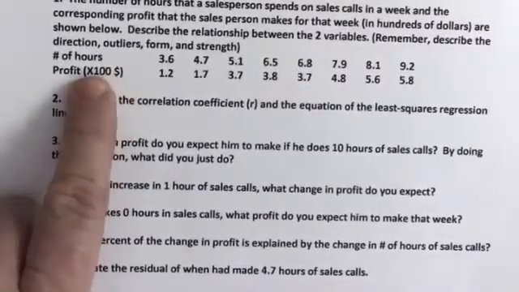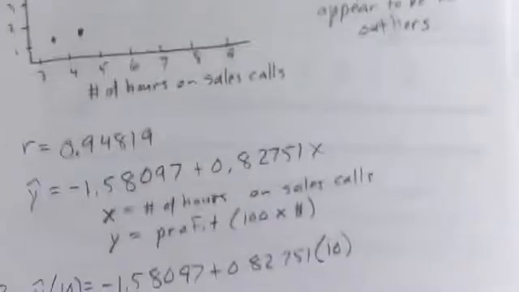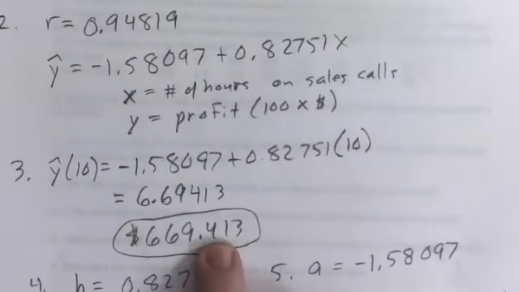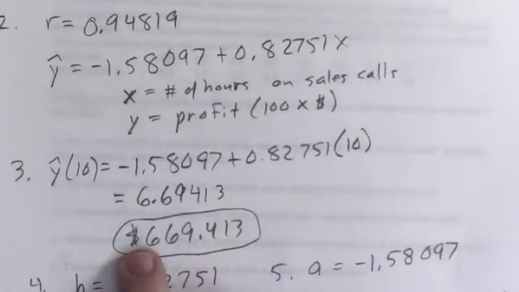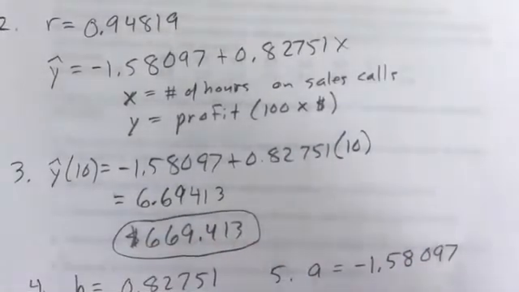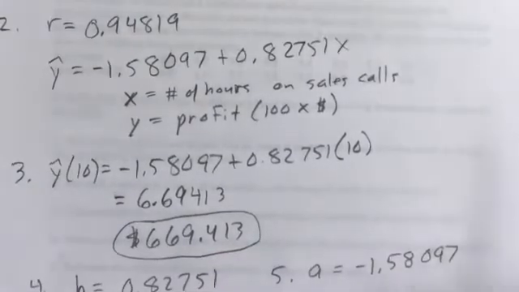Make sure you pay very close attention to the units. This profit is in hundreds of dollars, and so this predictor equation is going to produce hundreds of dollars. In other words, you've got to multiply it by 100. So this is the prediction. We don't know how much exactly it's going to be, but this is predicting $669.413. And it asks, what did you just do by doing this?